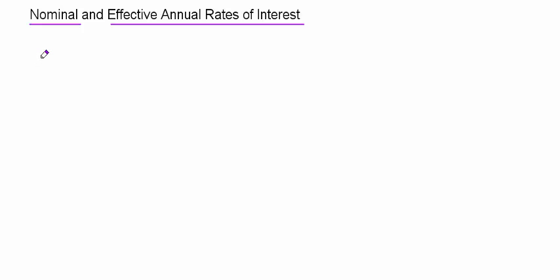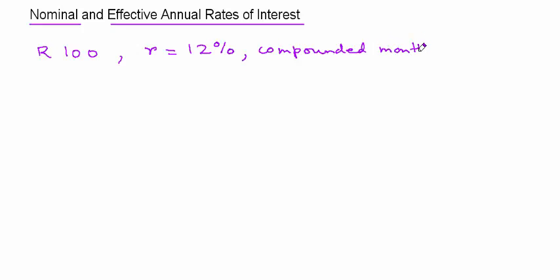Let's say you invest an amount of 100 Rand at an annual compound interest rate of 12%, compounded monthly. Now what does this mean? It means that the calculation is done at the end of every month, and the interest for the next month is calculated on the amount accumulated at the end of the previous month.